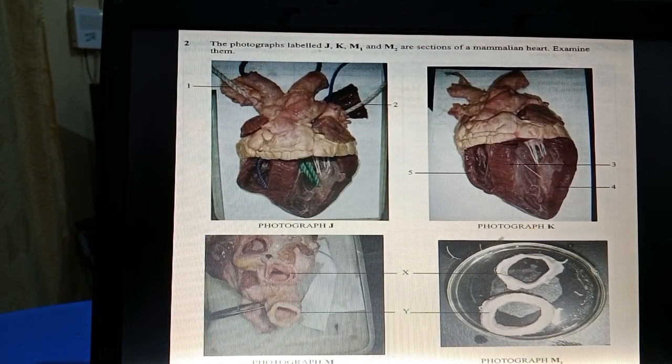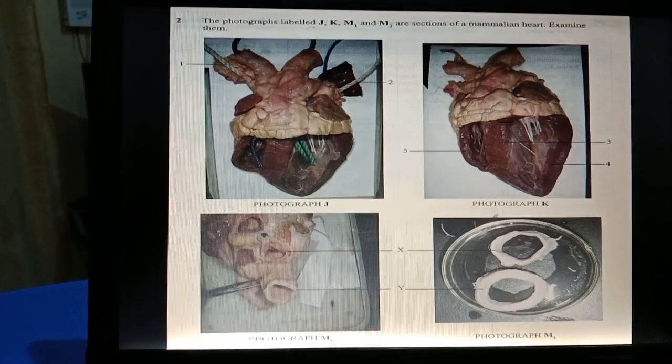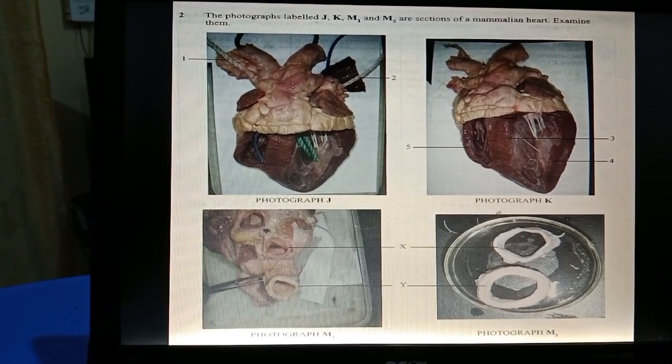In question 2, the photographs labeled J, K, M1, M2 are sections of a mammalian heart. Examine them. So this is where I was telling you in the confidentials that these things were in the question paper. So photograph J, photograph K, photograph M1, and photograph M2.